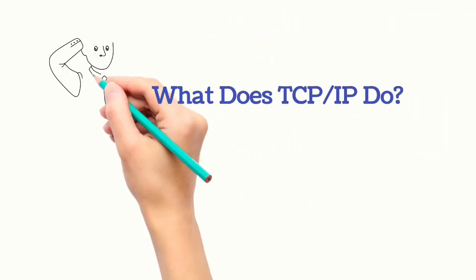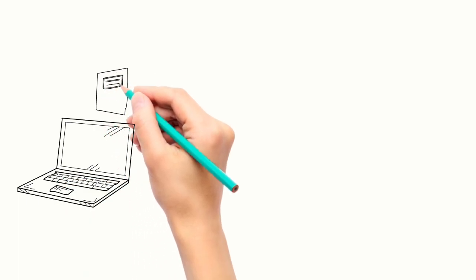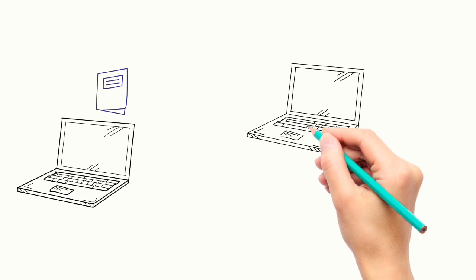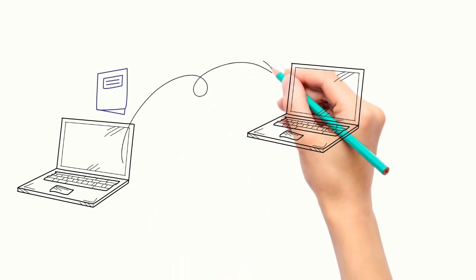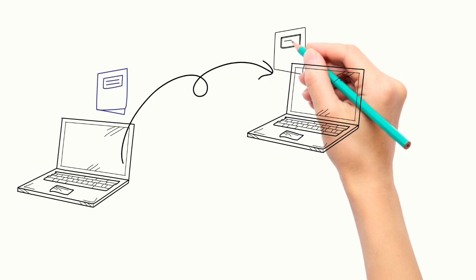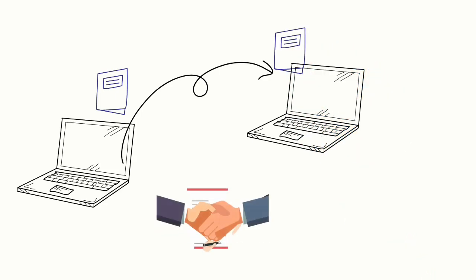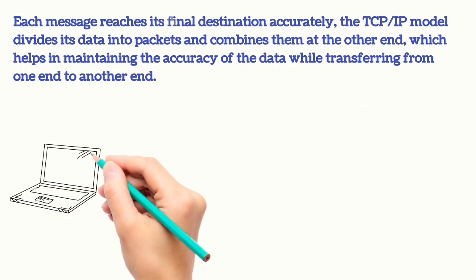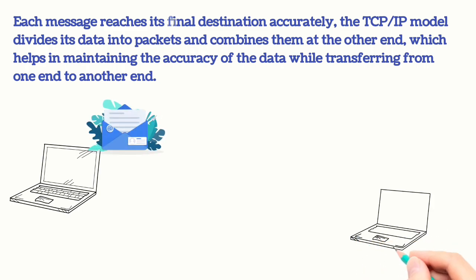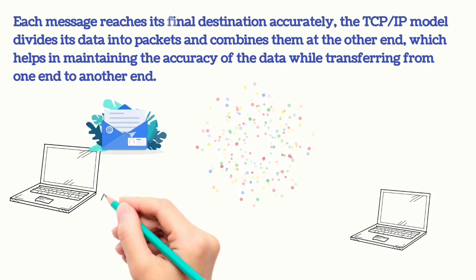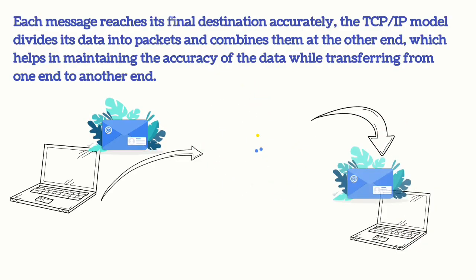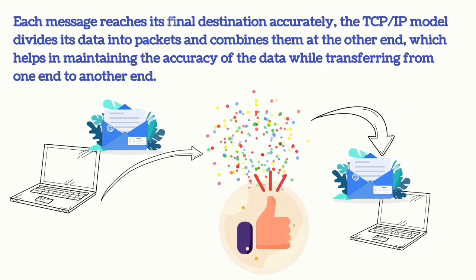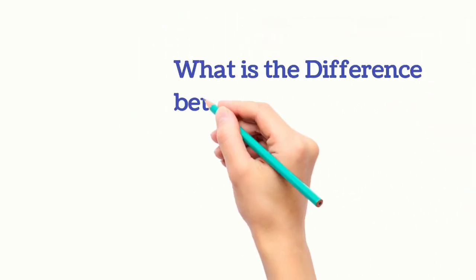What does TCP IP do? The main work of TCP IP is to transfer the data of a computer from one device to another. The main condition of this process is to make data reliable and accurate so that the receiver will receive the same information which is sent by the sender, to ensure that each message reaches its final destination accurately. The TCP IP model divides its data into packets and combines them at the other end, which helps in maintaining the accuracy of the data while transferring from one end to another end.